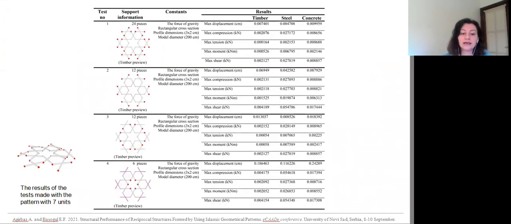So let's look at the pattern with 7 units. The pattern with 7 units is 2 meters in diameter. In the test for the pattern with 7 units, it can be seen that there is a little displacement value in all results. In all the tests, it was seen that steel showed less displacement value than the other materials. In the analysis where the material is kept constant and the number of supports is used as a variable, we naturally see that the maximum displacement result increases as the number of supports decreases.